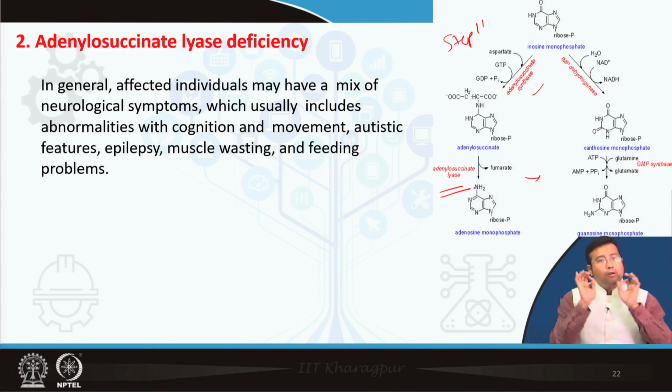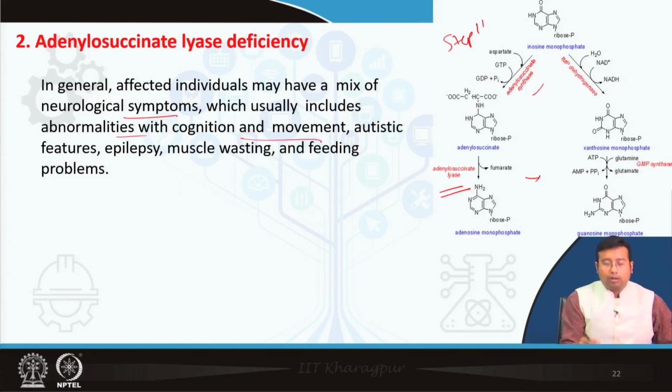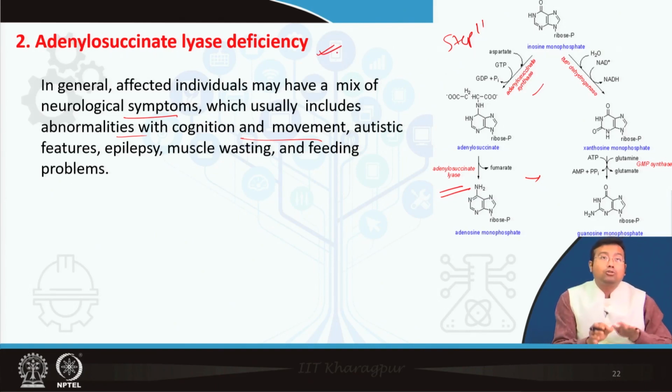What we need to know is this is a disease characterized by neurological symptoms, which include abnormal cognition, epilepsy, muscle wasting and feeding problems. So, mainly neurological symptoms are there in adenylosuccinate lyase deficiency. Alright. So, generally MCQ will hover around this. So, with neurological symptoms, you cannot rule out adenylosuccinate lyase deficiency.